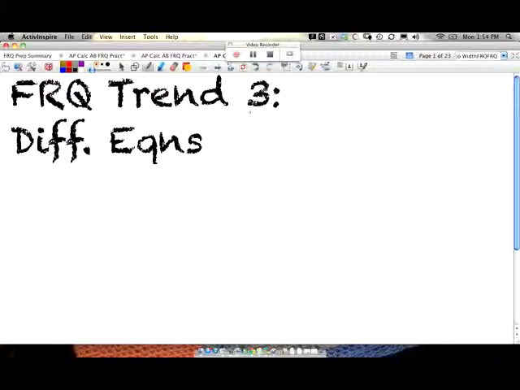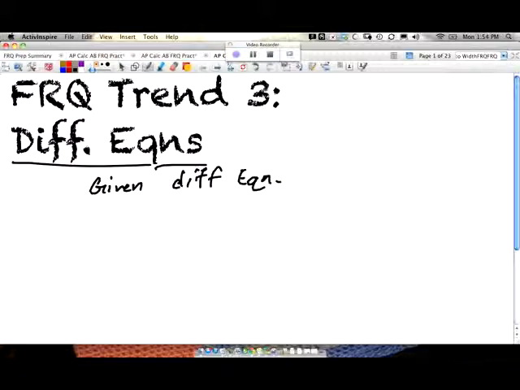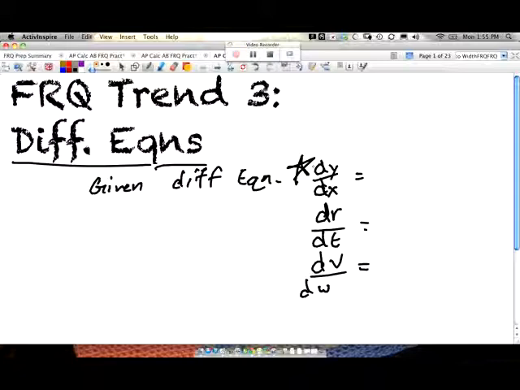All right, calculus, we are looking at FRQ trend number 3 with differential equations. Okay, so what's going on with this? First, you're going to be given a differential equation. And that looks something like dy/dx equals something, or dr/dt equals something, or dv/dw. It doesn't really matter what they are. This is probably your most common one, dy/dx, but that's what you're going to be given.